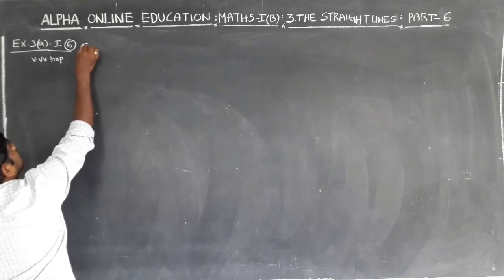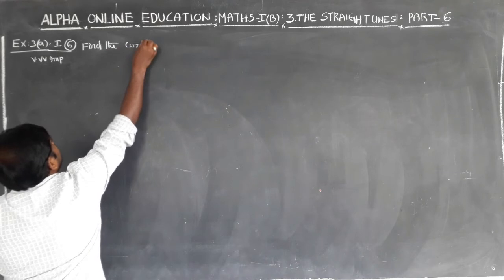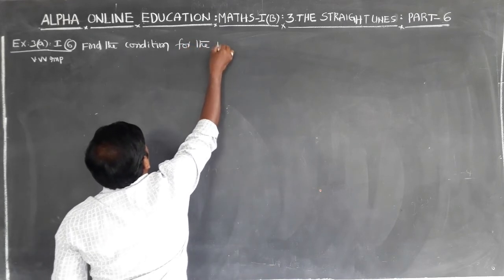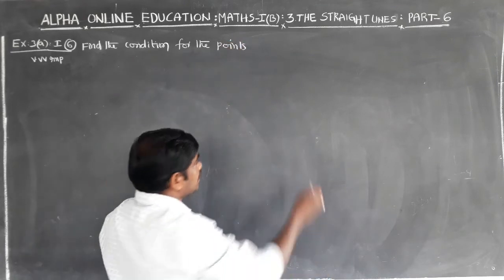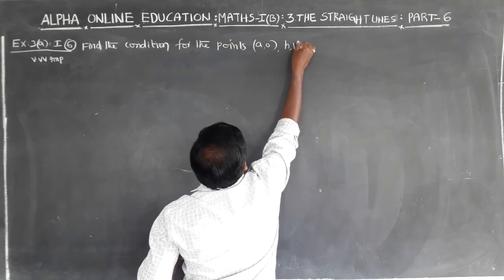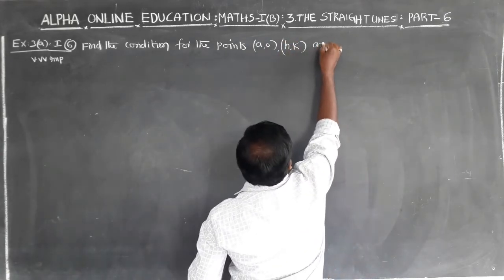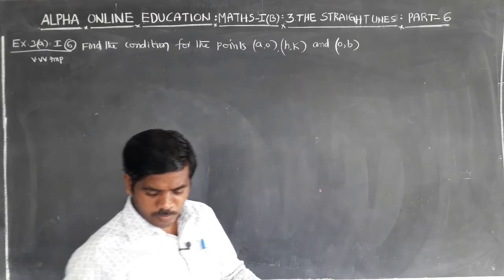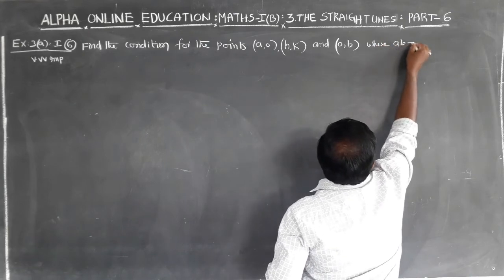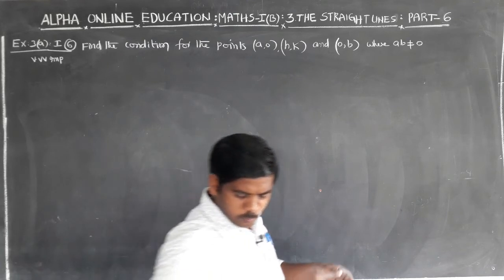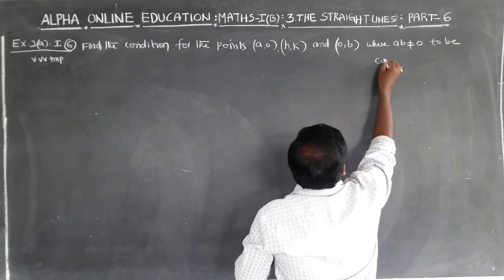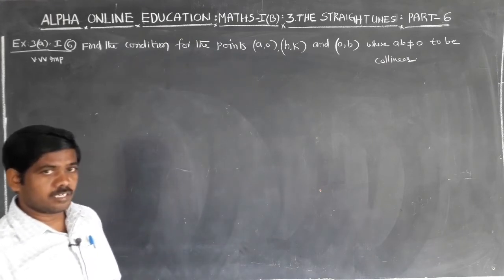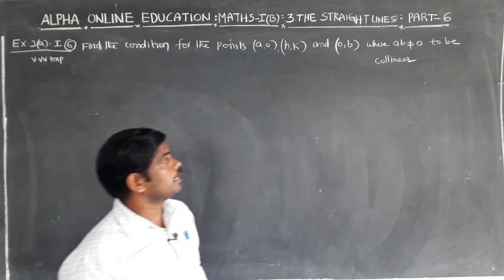Find the condition for the points a comma 0, h comma k and 0 comma b, where ab is not equal to 0, to be collinear.